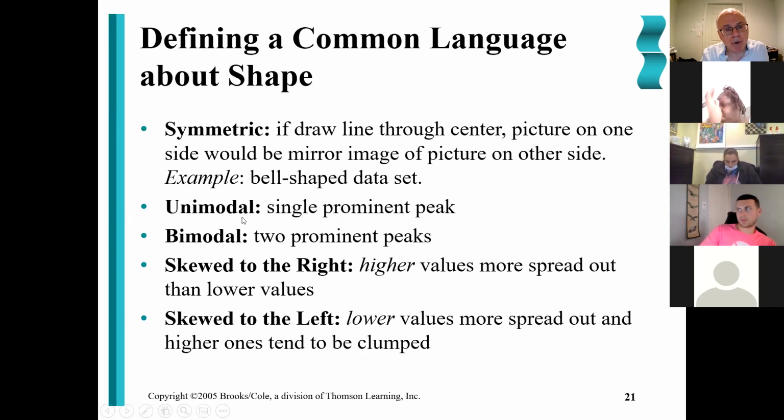Another term, unimodal, means that if you draw a histogram, you would see one place where there was the largest height, and that would be called unimodal. Bimodal, you might see two places where you have peaks or heights, the rectangles. Now, skewed to the right and skewed to the left, students always get this backwards.